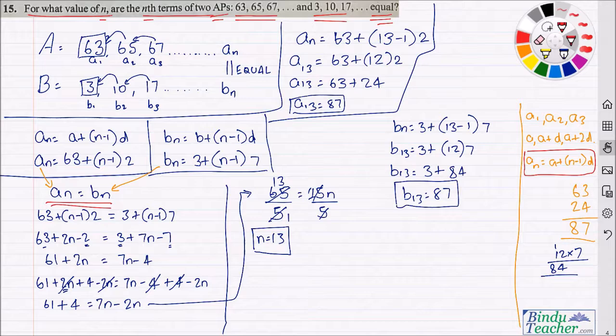So you can see the value that we got here and the value that we received here is exactly the same. Now this satisfies the question as well, which says the nth terms are equal between these two arithmetic progressions. So with this we can say the nth term or the value of n is 13, where the values for both these arithmetic progressions are equal.